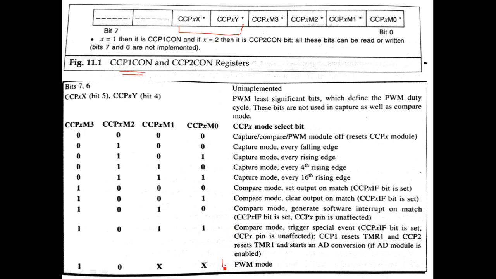That is PWM mode. Therefore it should be 1 0, don't care. So that is this combination for these 4 bits, and along with that you have to set these bits appropriately, maybe 0 0 0 1 1 0, whatever you want. That will be taken into account.